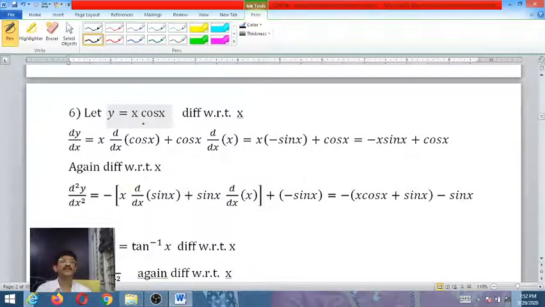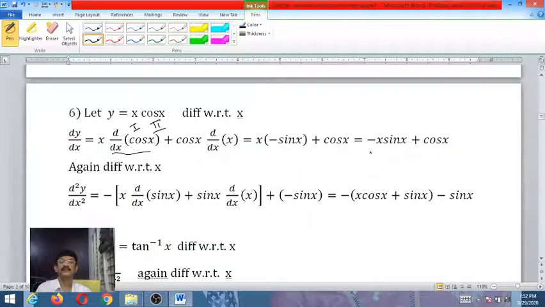So y equals x into cos x. Now again x is considered as the first function. So first into derivative of second plus second into derivative of first. What is the derivative of cos x? It is nothing but minus sin x, plus cos x into 1. So it is minus x sin x plus cos x.